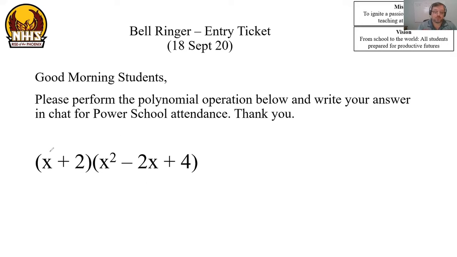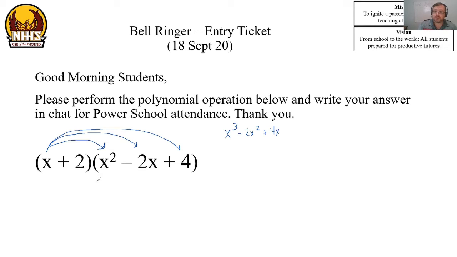Remember, we use the distributive property. We take the x and we multiply by x squared. That gives us x cubed. We take the x and we multiply it by the negative 2x, and we get minus 2x squared. We then take the x and we distribute it to the 4, and that gives us a positive 4x.